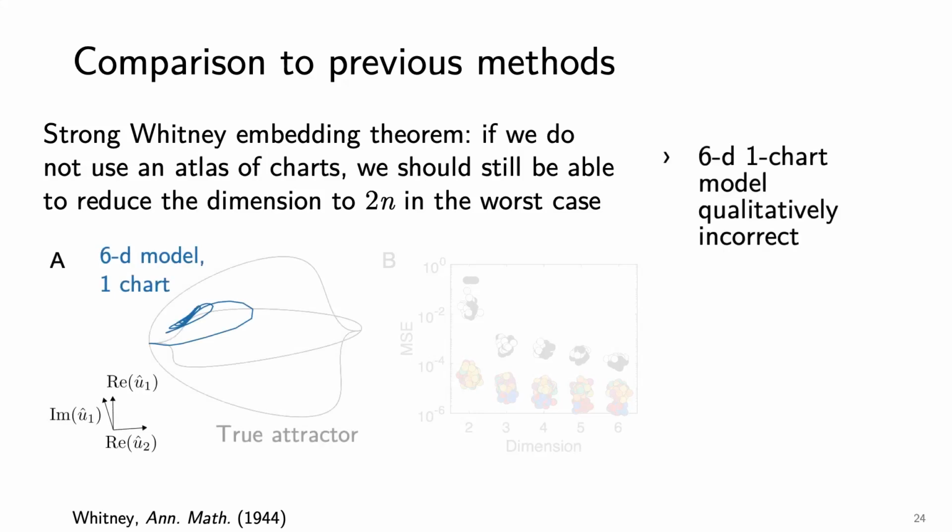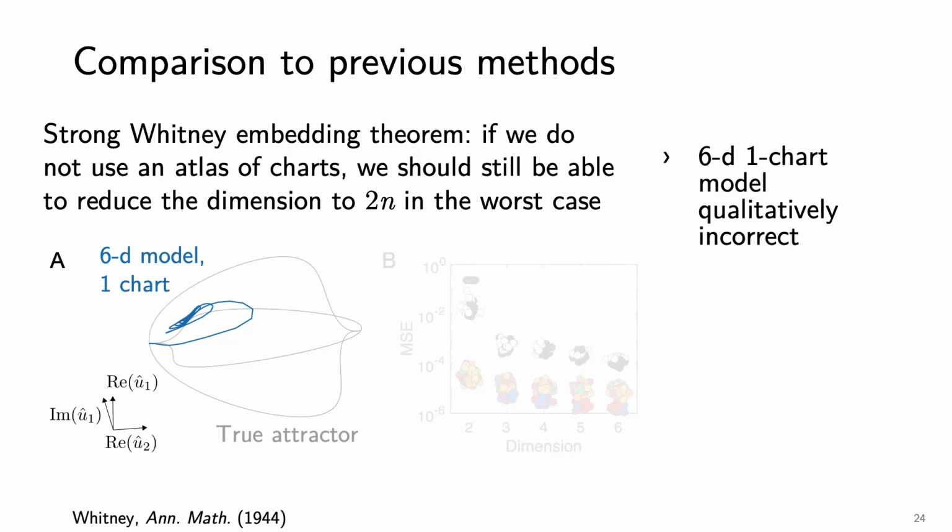And here's what you get when you try to do that. Okay, so the gray curves show the true manifold or the true attractor of the system. And the blue curve shows the dynamical model that you get when you try to learn a 6-dimensional model without breaking things up into patches. And we consistently get this sort of behavior, which is completely qualitatively incorrect. So even though Whitney's theorem is telling us that we should theoretically be able to get the correct behavior, we consistently are unable to get it.